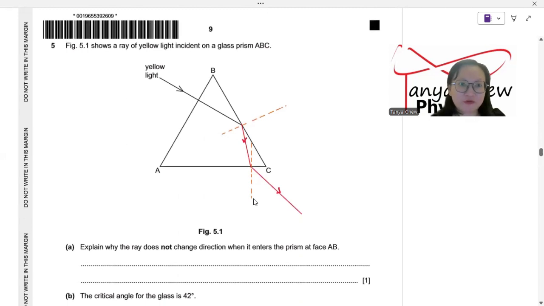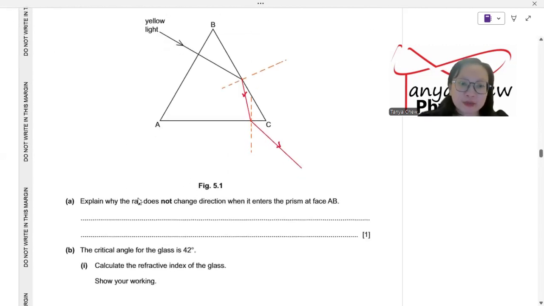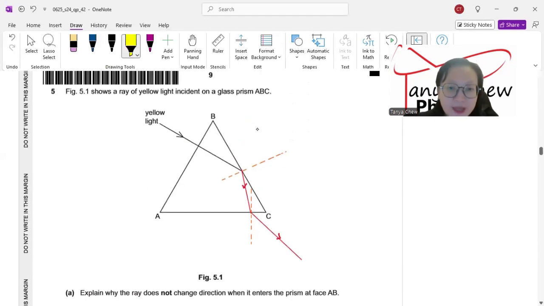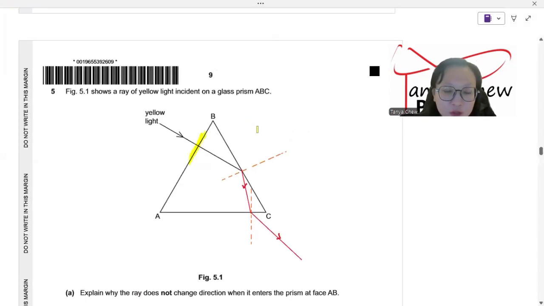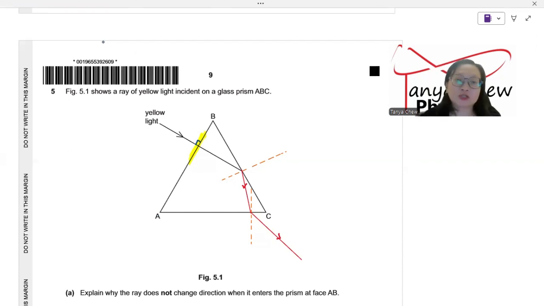Now, the next one, question number 5. Fig 5.1 shows a ray of yellow light incident on glass prism A, B, and C. A, explain why the ray does not change direction when it enters the prism at face AB. You could see that when the yellow light is entering the face AB, I want you to see carefully here. So when it enters AB, don't you think that the ray is making 90 degrees, entering the face AB at 90 degrees? So the ray enters in the direction of normal.